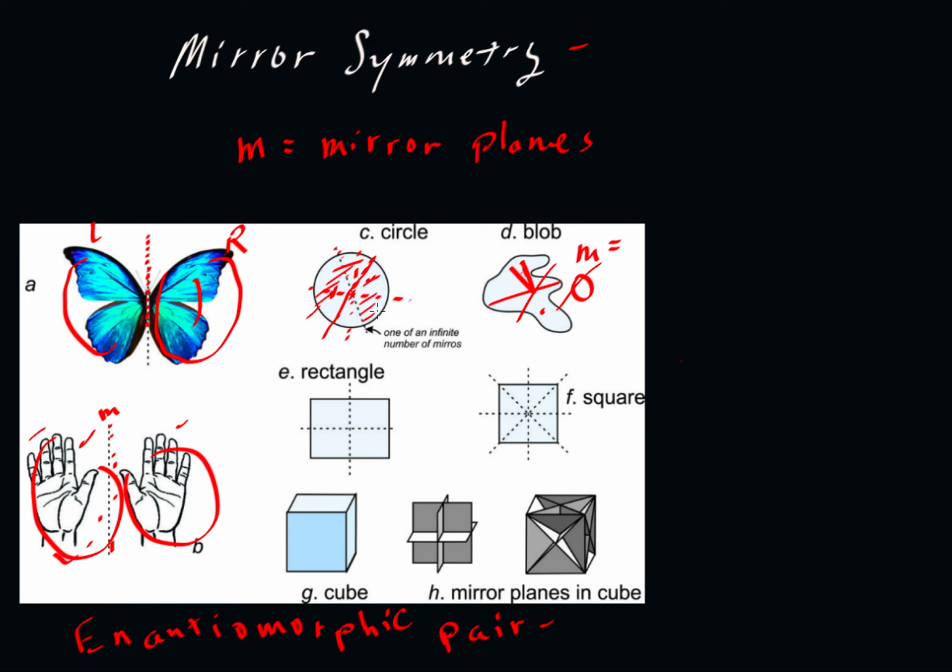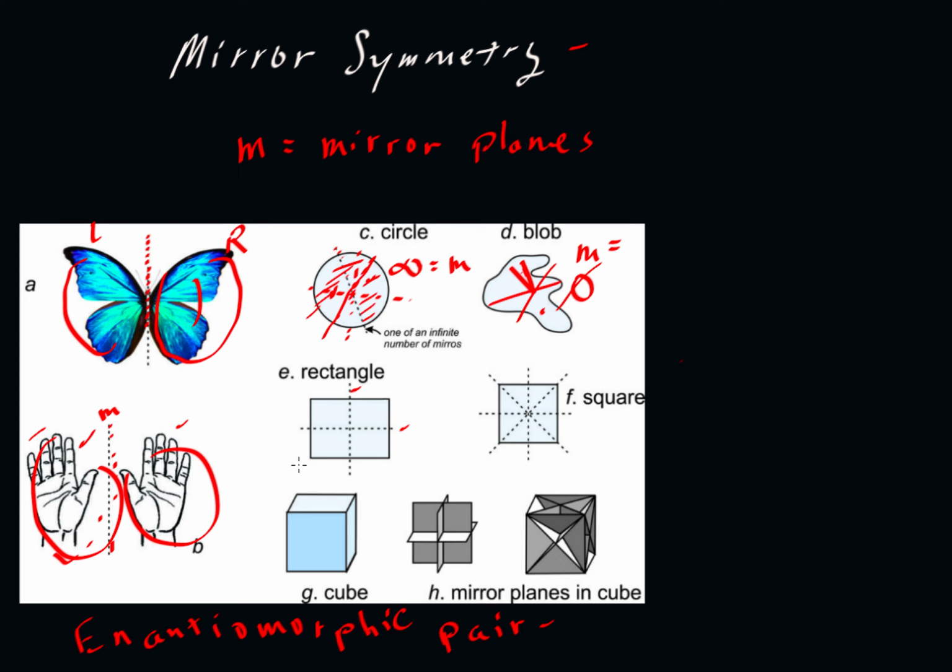So how many mirror planes could we draw? You might want to pause the video here to think about it. Well, the answer is we could draw an infinite number of mirror planes for a circle. So a circle really has an infinite level of symmetry. How about the rectangle here? We have a vertical plane and a horizontal plane here. So we have 2 mirror planes.